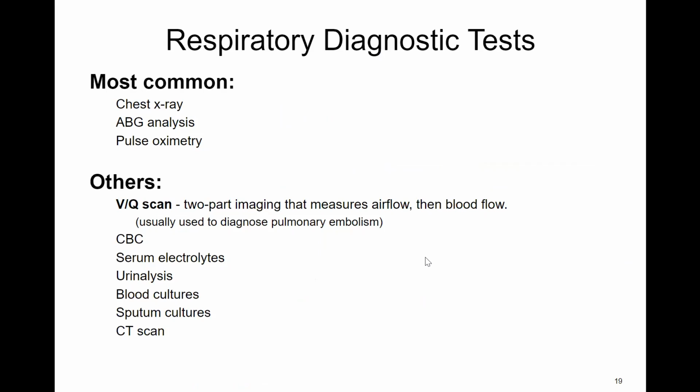This slide is diagnostics that may be used for respiratory failure. You're probably familiar with all of them, except maybe the VQ scan. That's a 2-part imaging where they measure airflow and then measure perfusion. It's used to diagnose pulmonary embolisms.